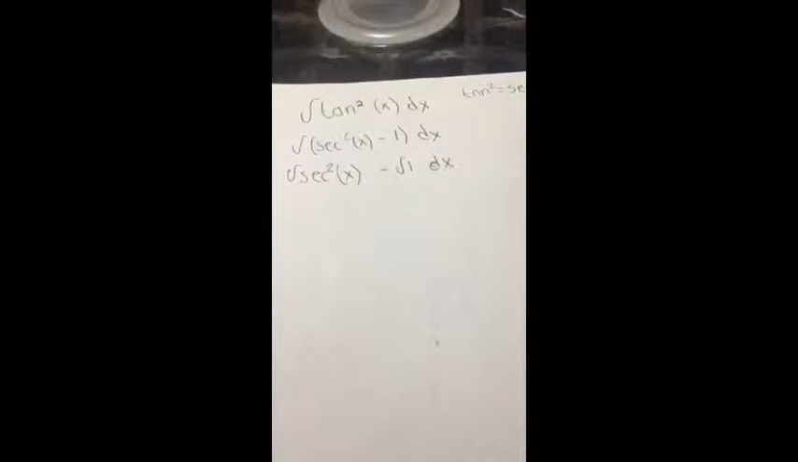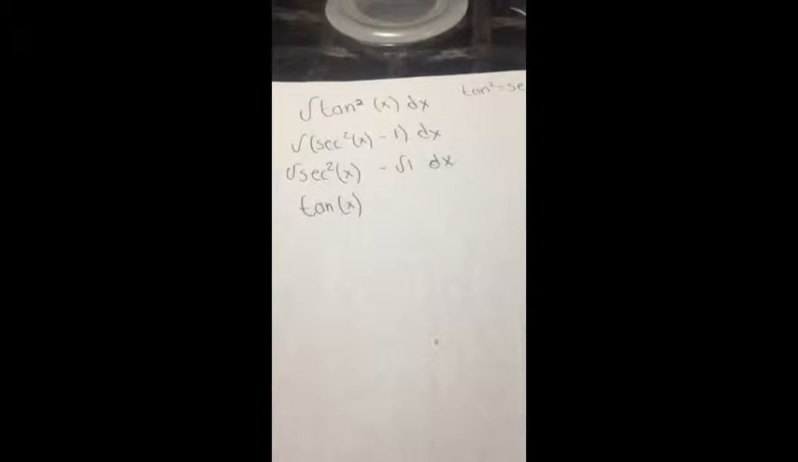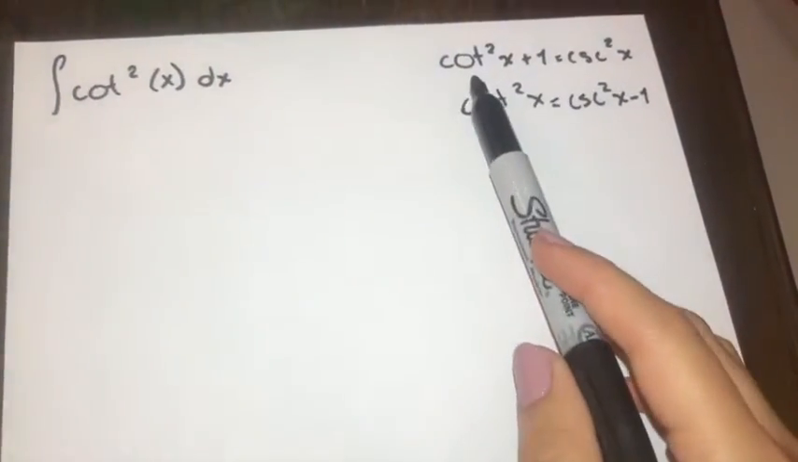Now we're going to split it, and we're going to integrate. The integral of secant square is tangent, and the integral of 1 is x plus the constant. And that's it.